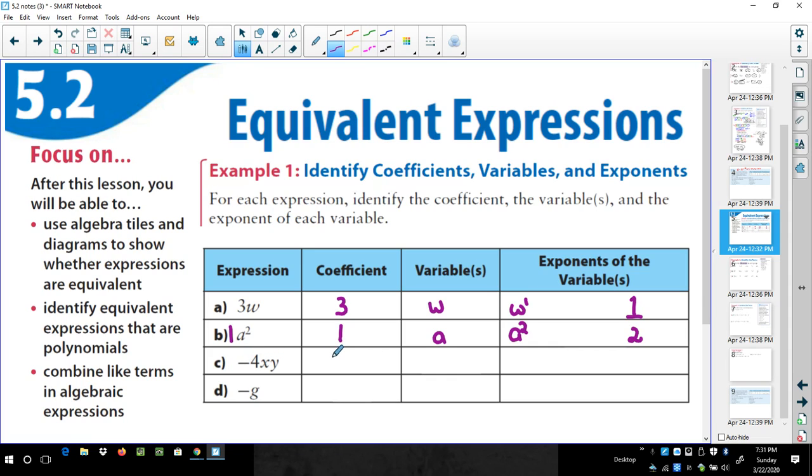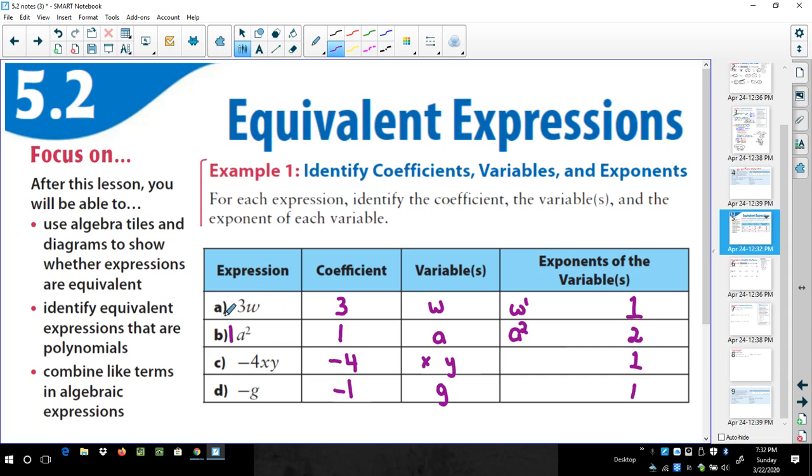Negative 4xy. Our coefficient is negative 4, and our variables are x and y. And the value of the exponents for each is a 1. Negative g. Negative g has a coefficient of negative 1. The variable is a g, and the exponent value is a 1.